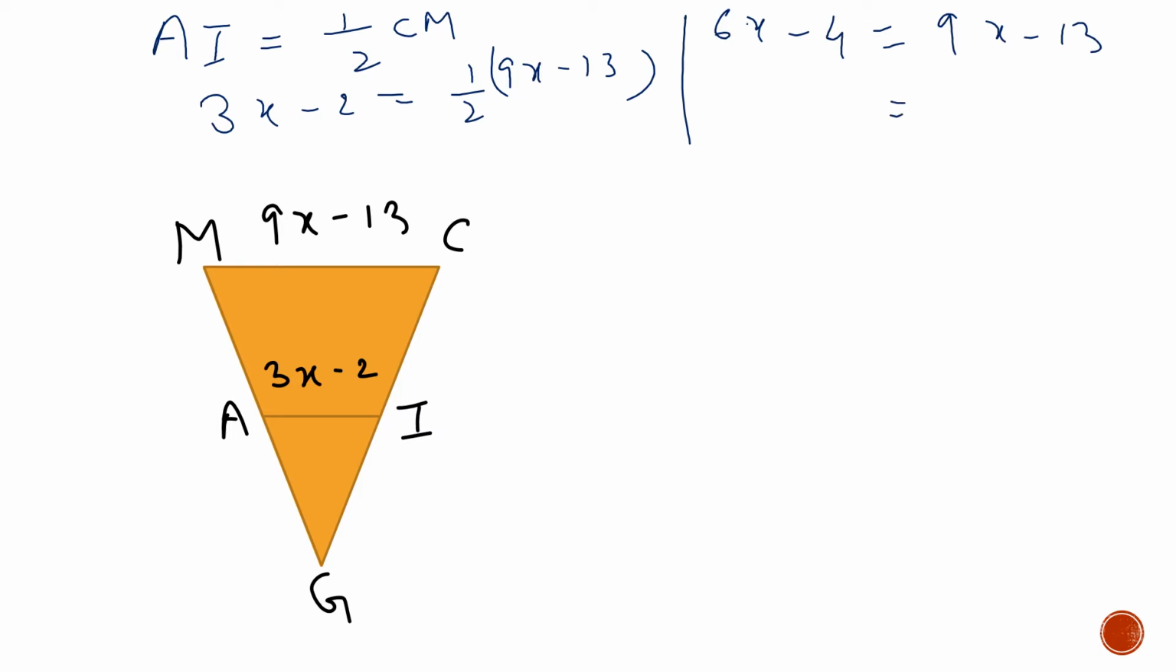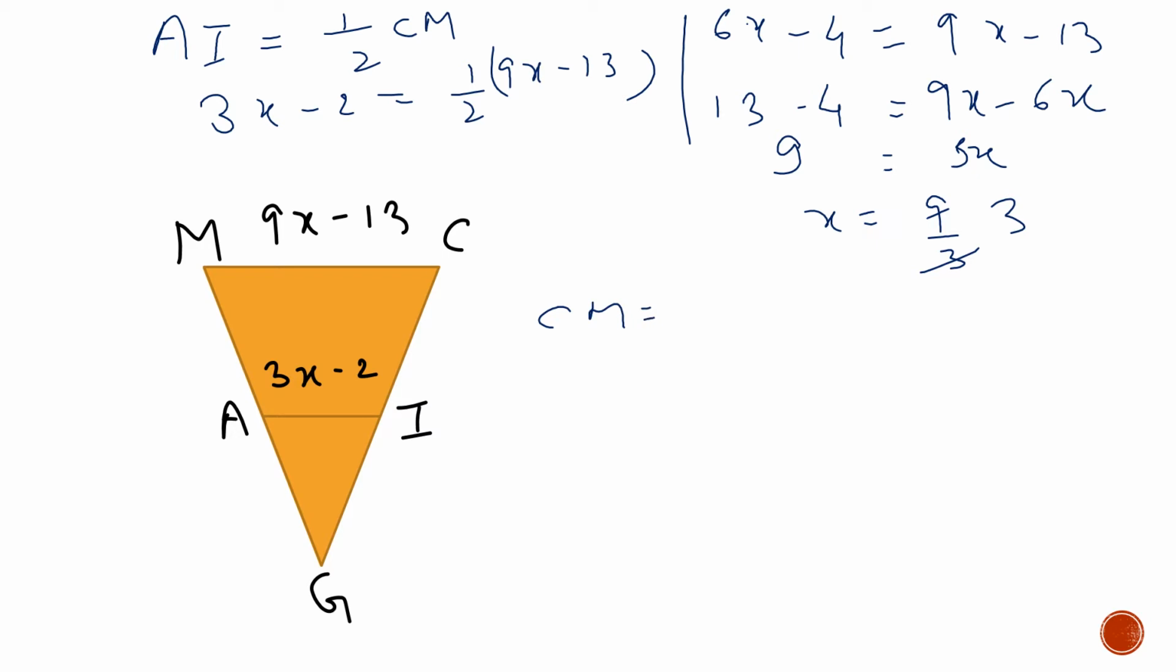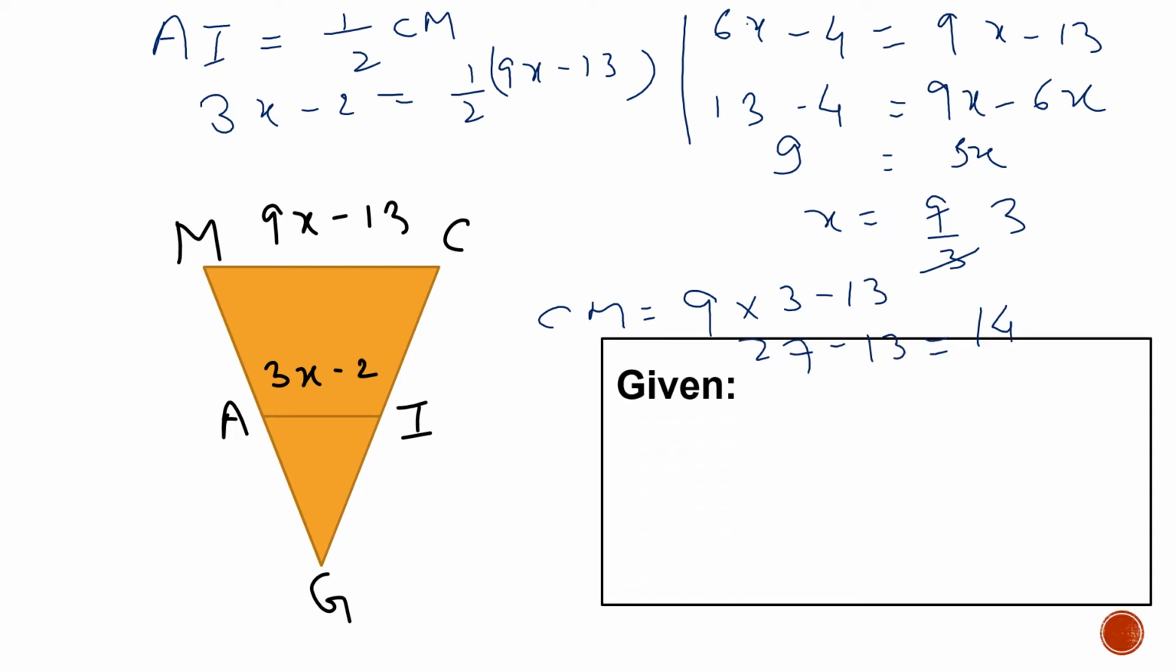Bring the like terms on one side. 9x minus 6x is equal to 13 minus 4. So this is 3x equal to 9. So x equals 9 upon 3, that is 3. The value of x is 3. But we have to find out the length of CM. So 9 into 3 minus 13, 27 minus 13, is 14 units. So I hope now you will be able to solve the question related to this question.